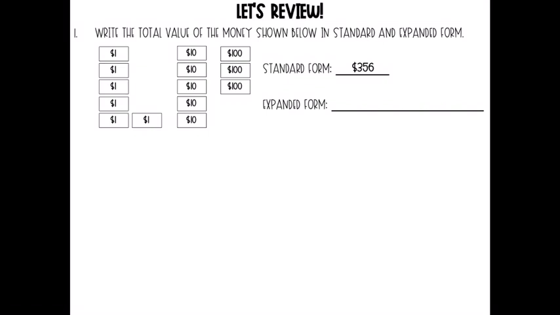Remember, expanded form is our hundreds plus tens plus ones. If you said expanded form would be $300 plus $50 plus $6 equals $356, you would be correct. Great job.